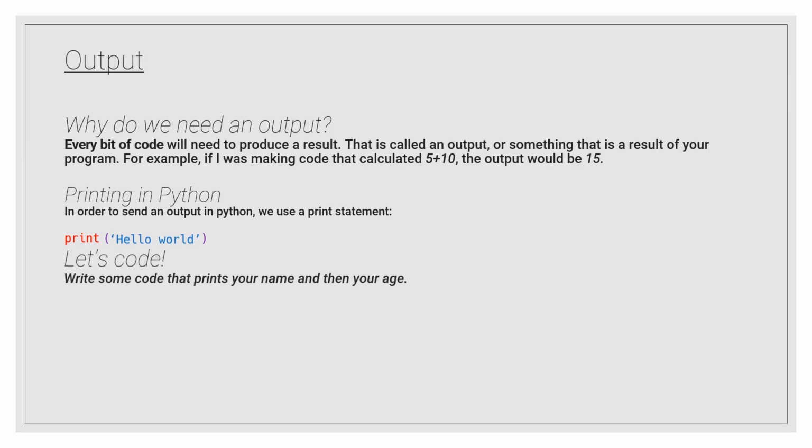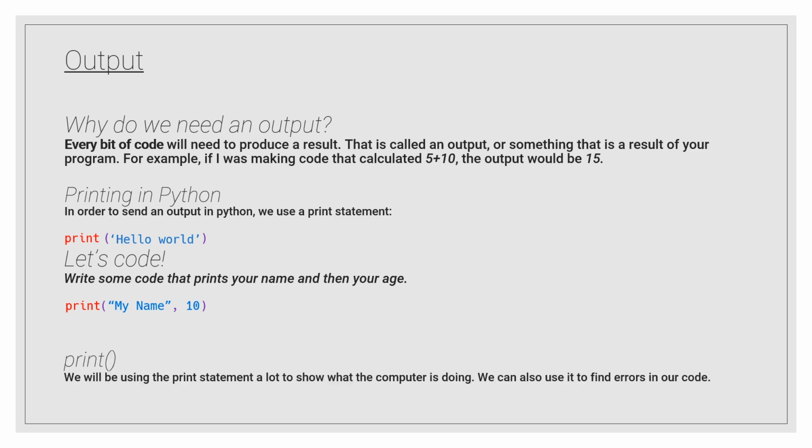Now let's write some code. Pause the video now and write some code that prints your name and then your age. Now that you've unpaused it, here's the final result. So you want to print, then in speech marks, you can put my name, or whatever your name is, then close the speech marks, put a comma, and then put your age. I haven't put my age in speech marks here, but this doesn't really matter, and I'll explain more about this later. And we'll be using this print statement quite a lot in the future to show what the computer is doing. We can also use it to find errors in our code.